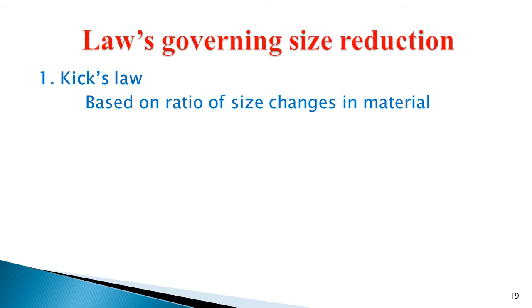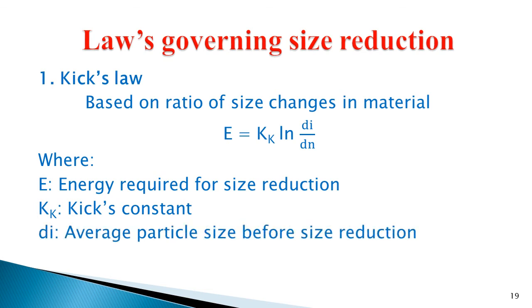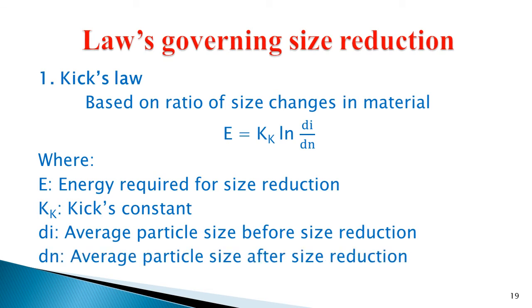So by using a mathematical equation, we can state it in this way. E is equal to Kk natural log of di upon dn, where E is energy required for size reduction, Kk is Kick's constant, di is average particle size before size reduction, and dn is average particle size after size reduction.